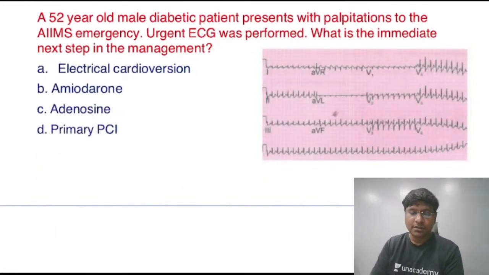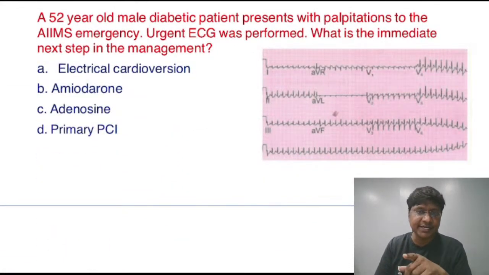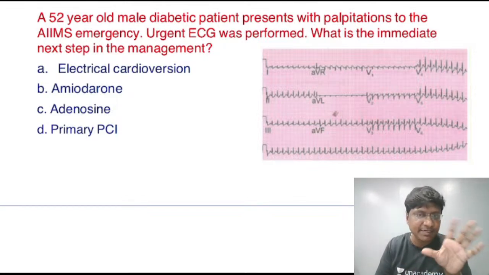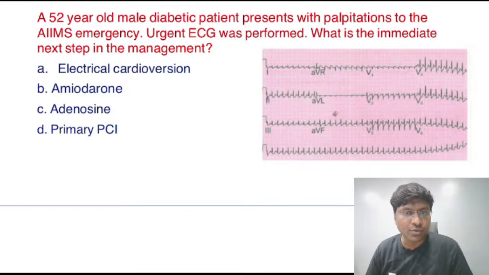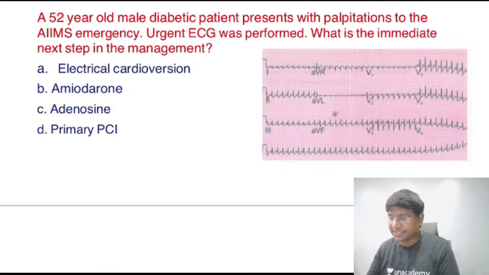A similar question. This ECG has been asked multiple times previously, but in different case scenarios. A 52-year-old male diabetic patient presents with palpitations to the AIIMS emergency. Urgent ECG was performed. What is the immediate next step in management?